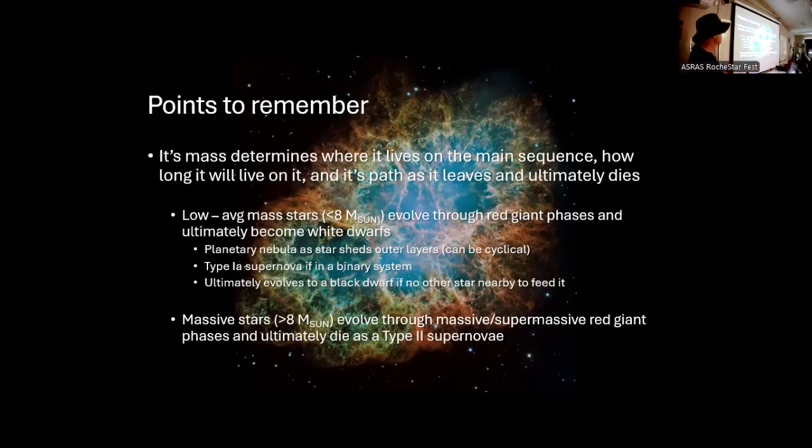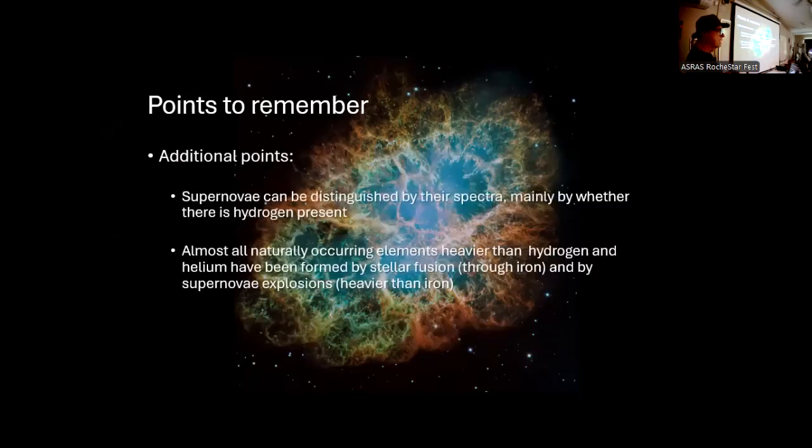Low to average mass stars evolve through red giant phases and ultimately become white dwarfs, and perhaps planetary nebulae, and perhaps type 1A supernova, if it's in a binary system or somehow manages to acquire more fuel when it's in the white dwarf phase. Massive stars evolve through red giant phases and ultimately die as type 2 supernova. Additional points are that supernova can be distinguished by the spectrum, and that almost all naturally occurring elements heavier than hydrogen and helium have been formed by stellar fusion through iron, and by supernova explosions for elements heavier than iron.